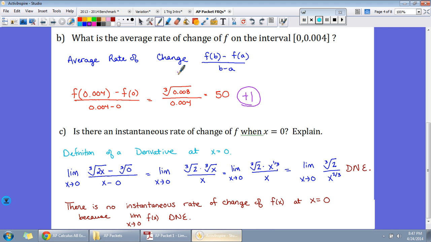This was worth a couple of points. You got 1 point for saying the limit does not exist, 1 point for using the definition of the derivative, and another point for basically simplifying that definition to a usable form, so either this one or this one. And that is the third and last question on the Limits AP Packet.